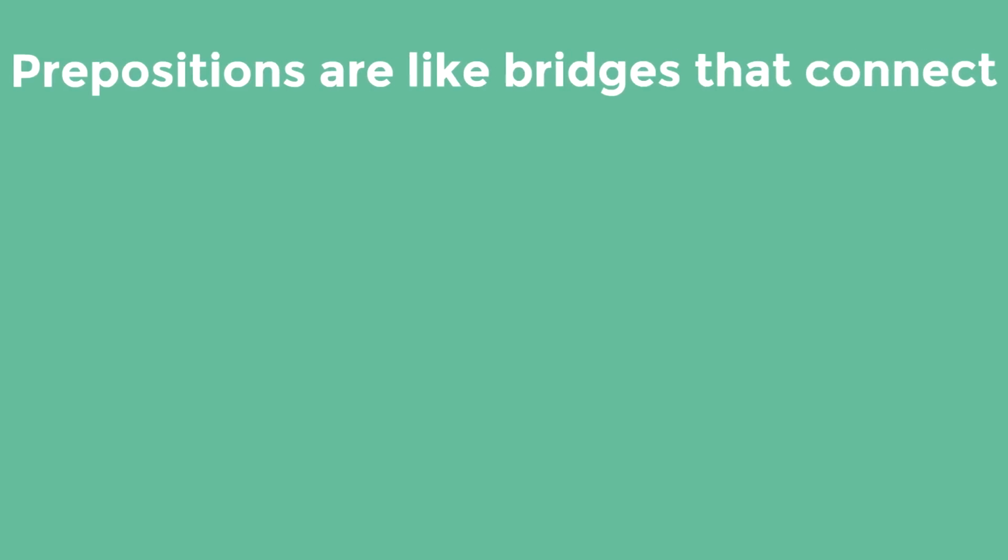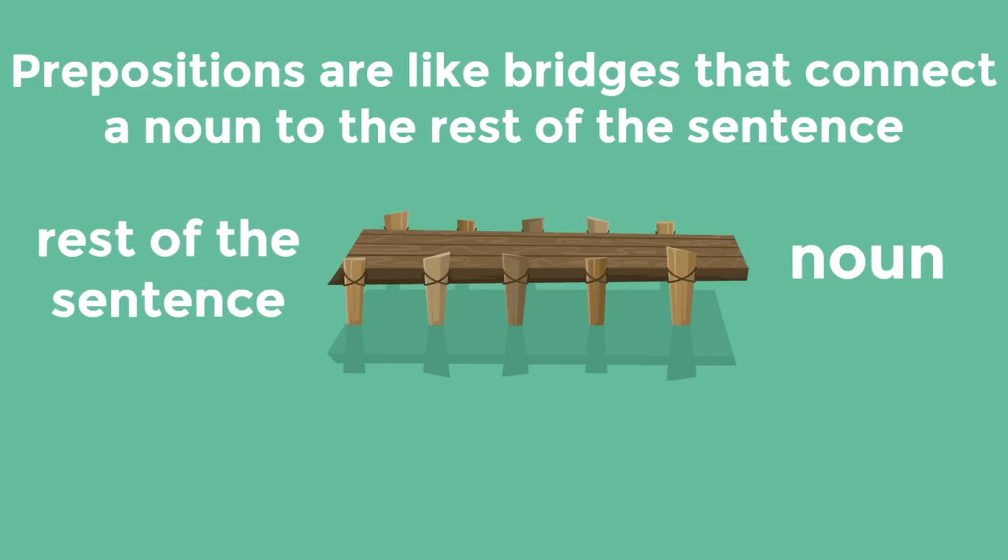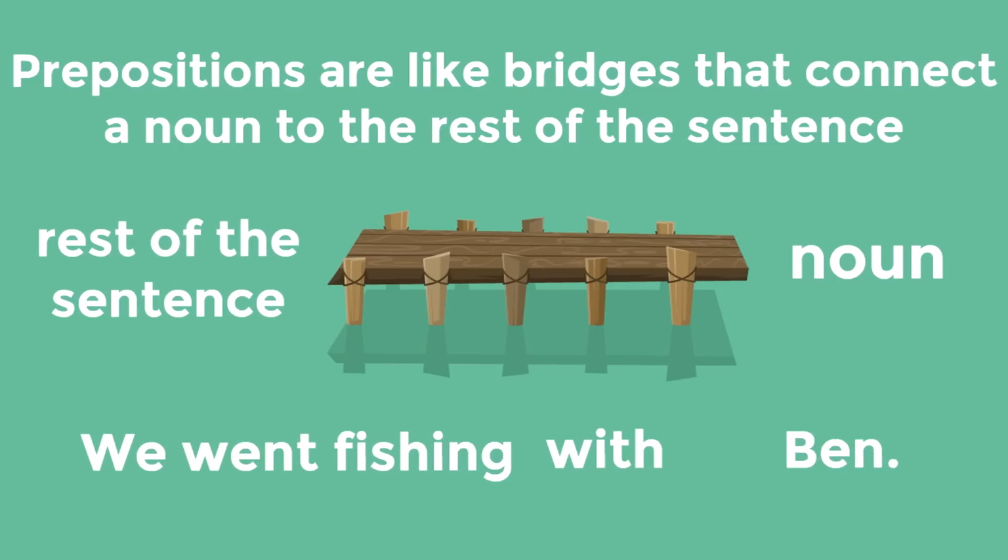So, prepositions are like bridges that connect a noun to the rest of the sentence. For example, we went fishing with Ben. With is the preposition because it's connecting Ben to the rest of the sentence. It's connecting Ben with the idea of going fishing. With is a connecting word, a bridge. The word with is a preposition.